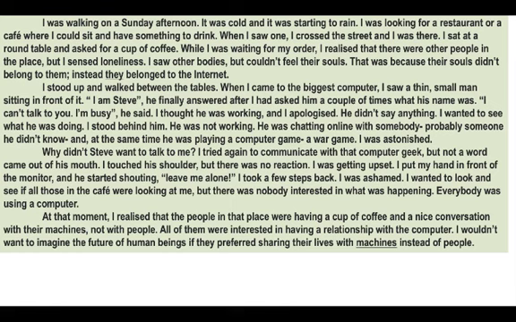I wouldn't want to imagine the future of human beings if they preferred sharing their lives with machines instead of people. I wouldn't want to imagine the future of human beings if they preferred sharing their lives with machines instead of people. Great, I think that we have explained all difficult parts of this text using even Arabic.